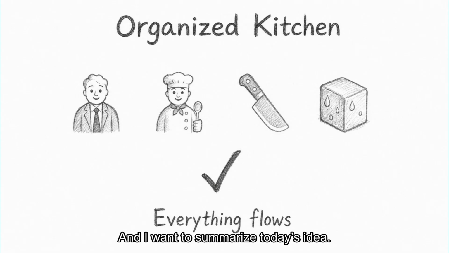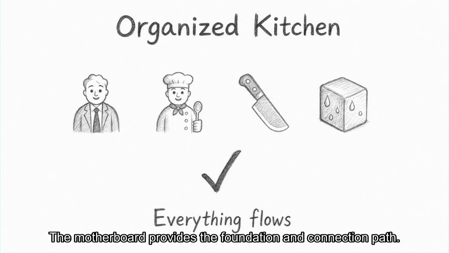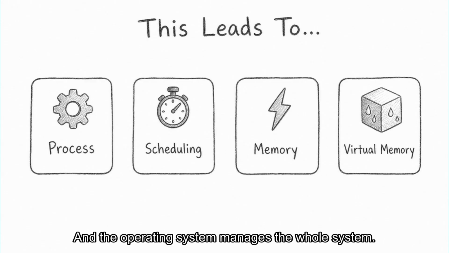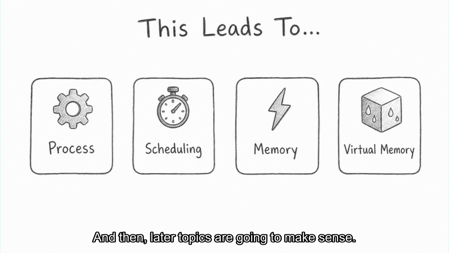And I want to summarize today's idea. It'll be like this. A computer is not a system where the CPU does everything alone. The CPU handles processing. RAM is a workspace. Storage keeps data long term. Network hardware connects to the outside world. The motherboard provides a foundation and connection path. And the operating system manages the whole system. The big picture has to be clear first, and then later topics are going to make sense.